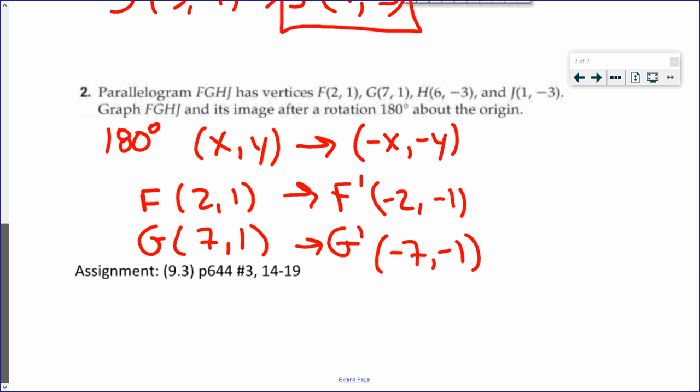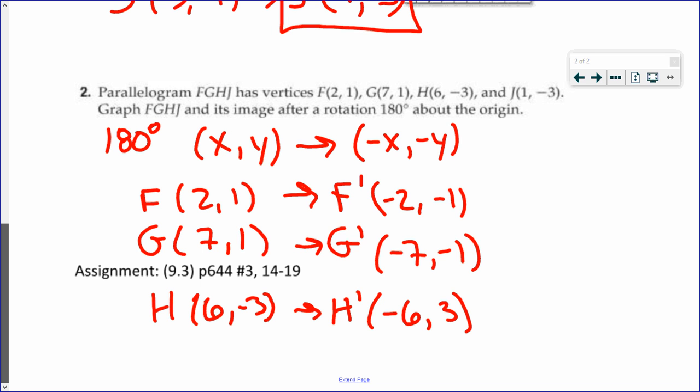Scroll a little more, get a couple more points on here. H is the point (6, negative 3). So H prime after 180 degrees of rotation, just change the sign of both. So (negative 6, positive 3). Lastly, J is (1, negative 3). Change the signs for J prime. (Negative 1, positive 3). All right. And you would plot, again, all those points if it asks us to graph them. But I'm not going to graph here.